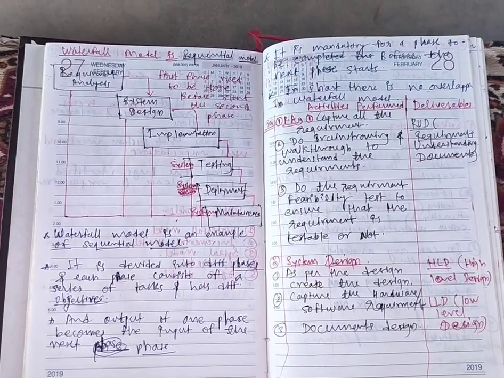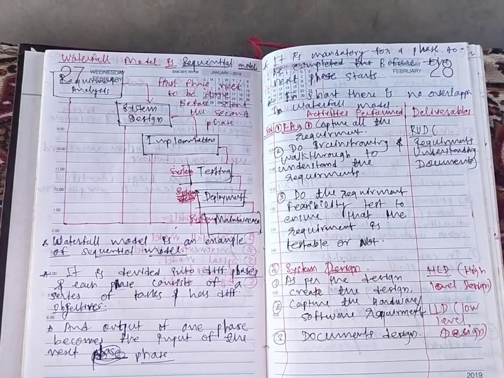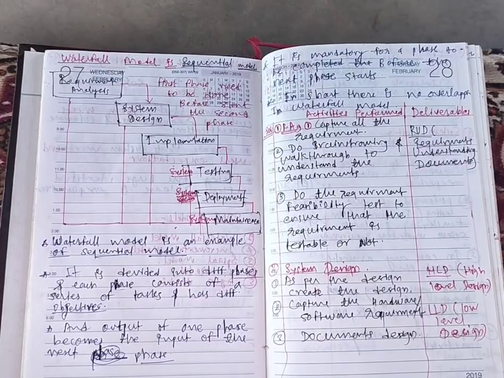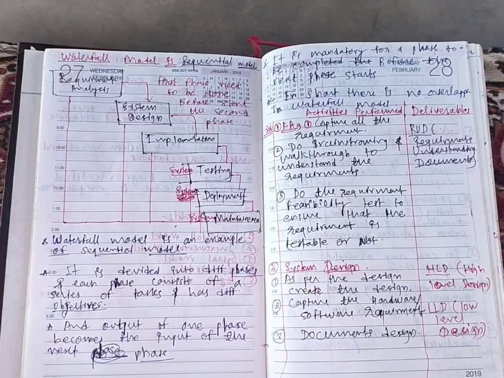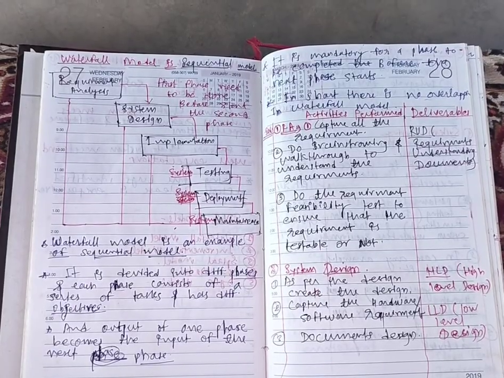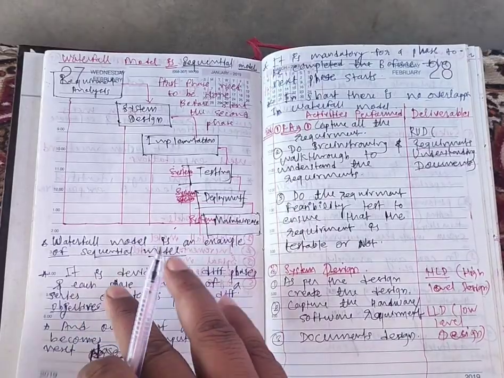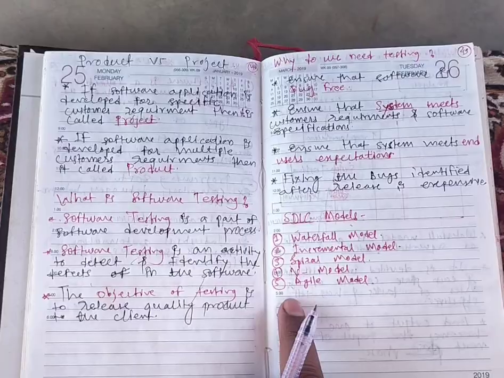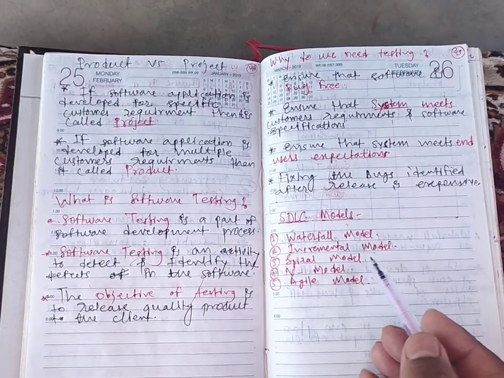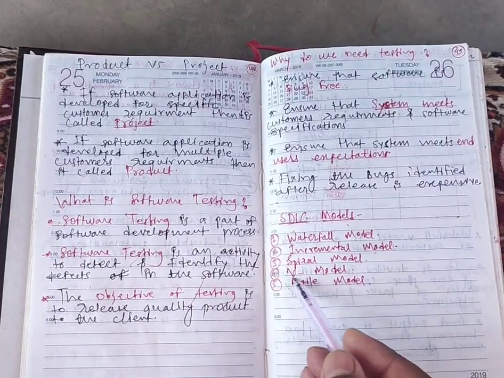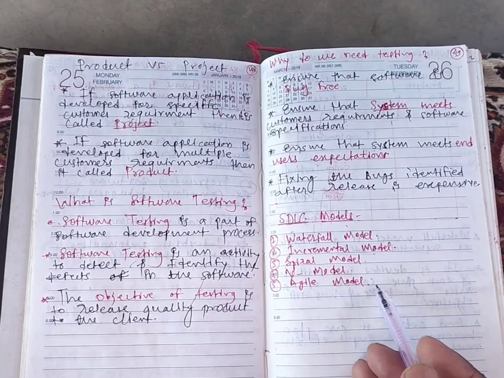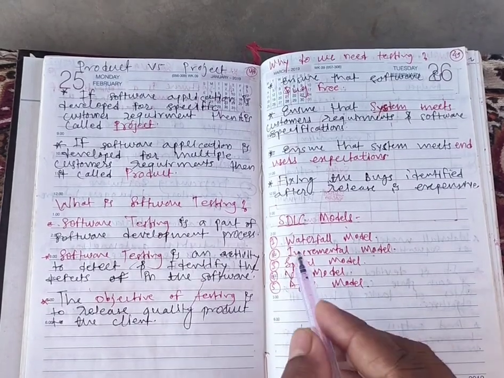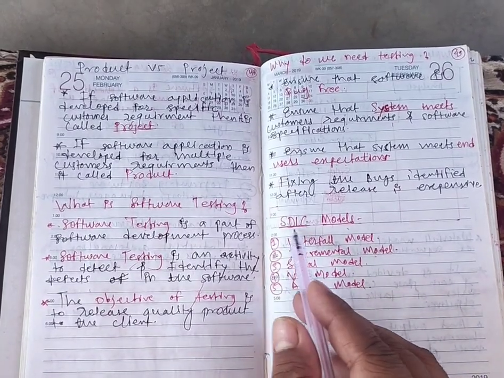Hi guys, today we will learn about the waterfall model, its phases, and how it works in software development. It is a type of SDLC model. We have five SDLC models: waterfall model, incremental model, spiral model, V model and agile model. First we will look at the waterfall model. It's an SDLC model.